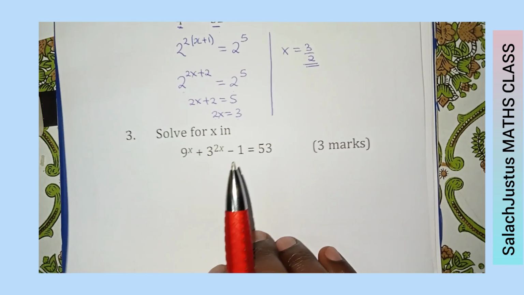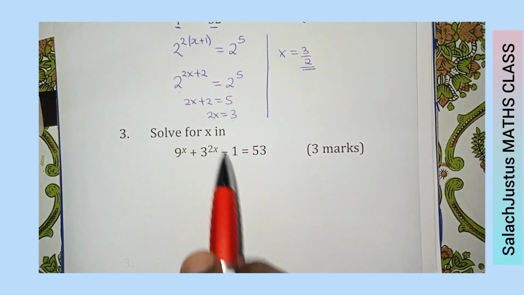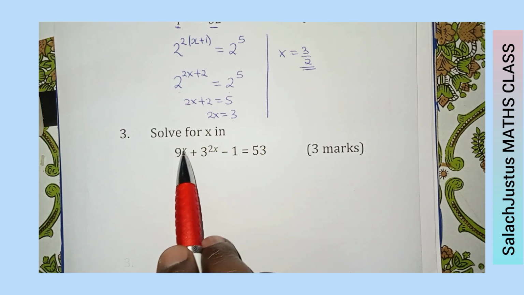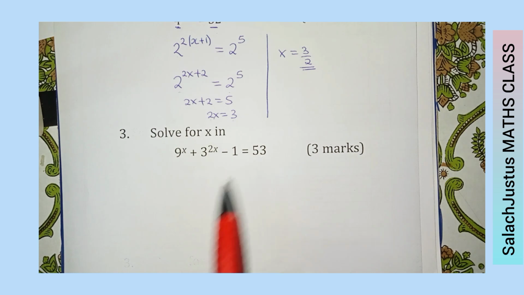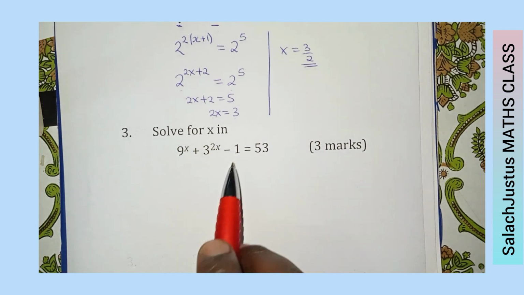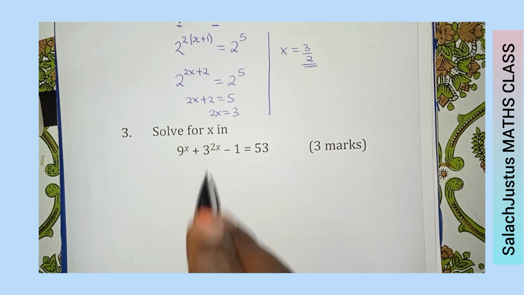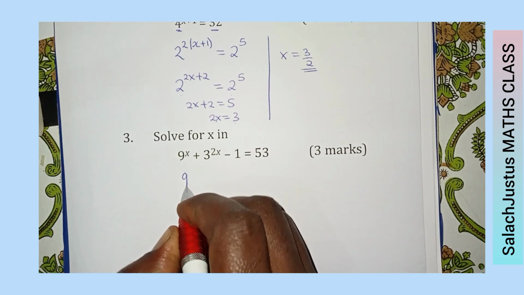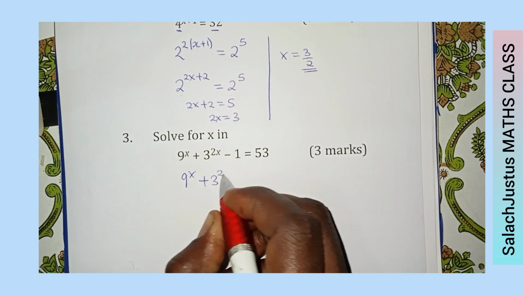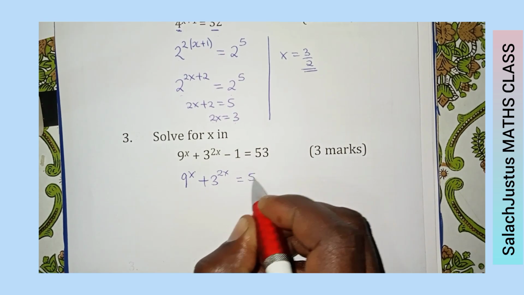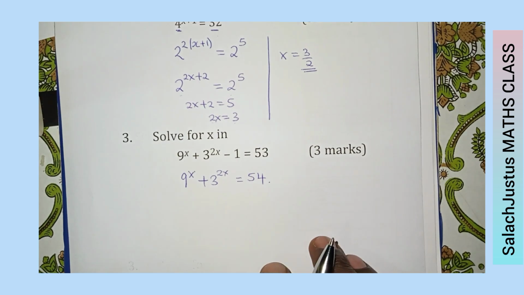Lastly, I want us to look at question number 3. Solve for x in 9 to the power of x plus 3 to the power of 2x minus 1 equal to 53. Step number 1, I want us to take this guy over here to the right hand side. So we shall add 1 to both sides. That takes us to 9 to the power of x plus 3 to the power of 2x equal to 54.